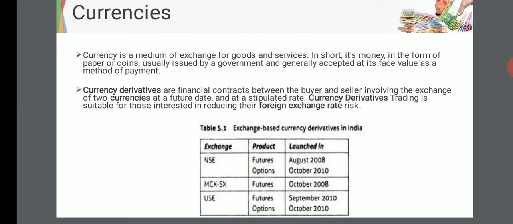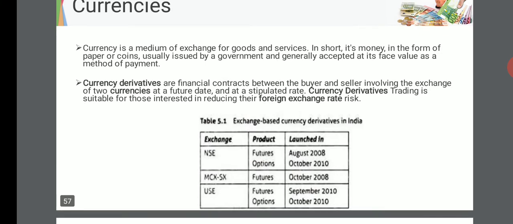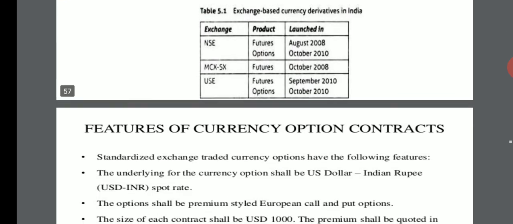Currency derivatives trading is suitable for those interested in reducing their foreign exchange rate risk. NSE has futures, launched in August 2008, and options, launched in October 2010. Here we are talking about exchange-based currency derivatives in India. MCX has futures, launched in October 2008, and USE has futures and options launched in September 2010 and October 2010 respectively. I have already discussed currency derivatives and the exchange of foreign currencies in Unit 1, so if you have any doubt, you can visit that part.